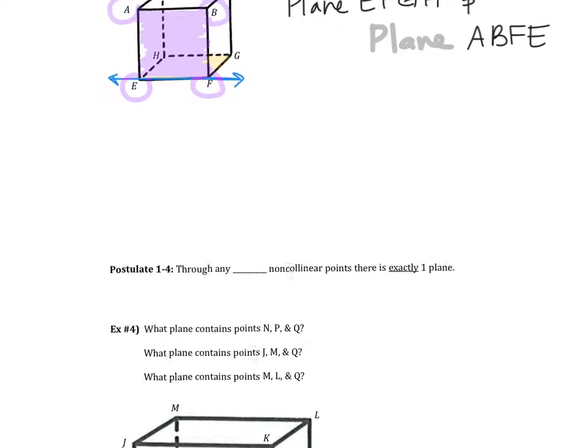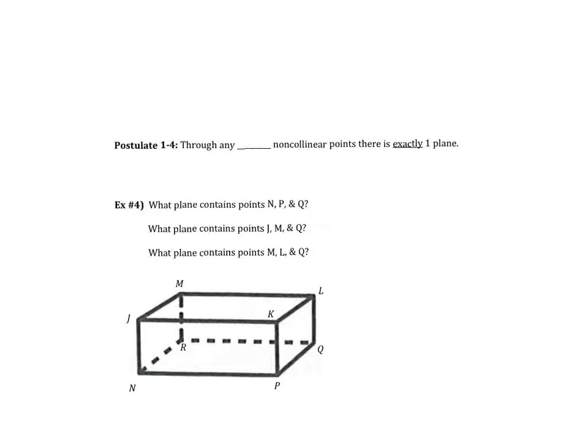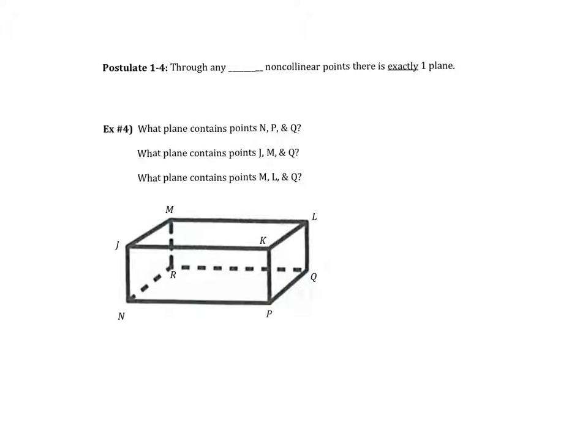All right, moving right along. So postulate 1.4, this is my favorite one. I don't know why, it just is. It says through any blank non-collinear points, there's exactly one plane. I touched on this yesterday and this morning a little bit already, without actually giving you the postulate. Does anyone know the number that should go there? How many points will always make exactly one plane? 3.